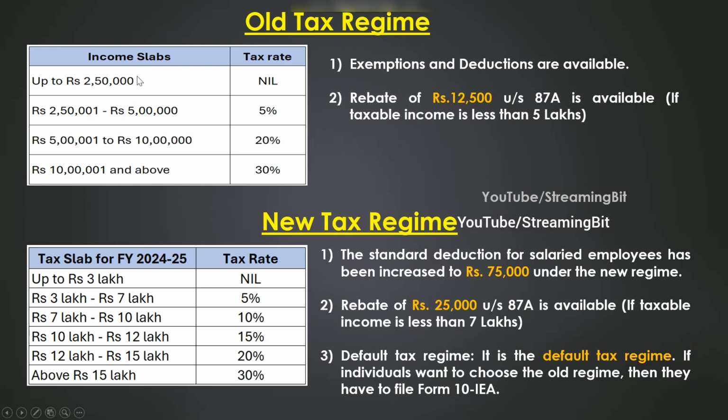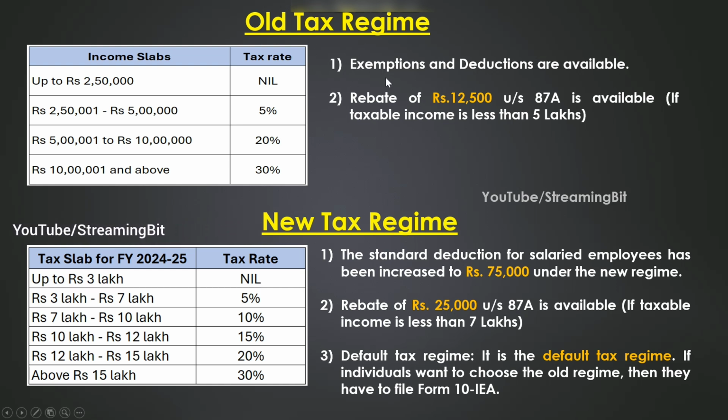You can see up to 2.5 lakhs there is no tax, and if your taxable income is between 2.5 lakhs to 5 lakhs there is 5% tax, and if your taxable income is 5 lakhs to 10 lakhs then it is 20%, and for 10 lakhs and above there is 30% tax applicable for all individuals under the old tax regime.